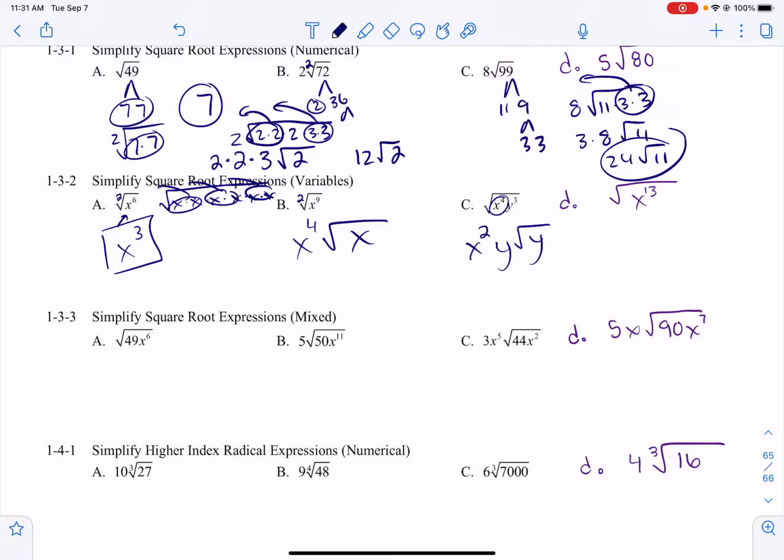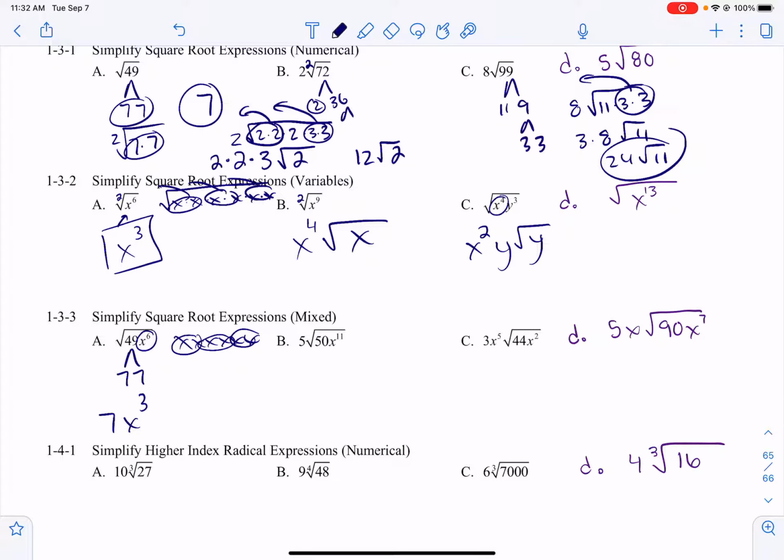Now, if I mix numbers and variables together, the square root of 49, that's still just 7. Hopefully you know that one. So I'm going to have a 7 move out, and x to the 6, that's 6 x's, right? 1, 2, 3, 4, 5, 6. And that makes 3 groups that are going to come out. So my answer is going to be 7x cubed.